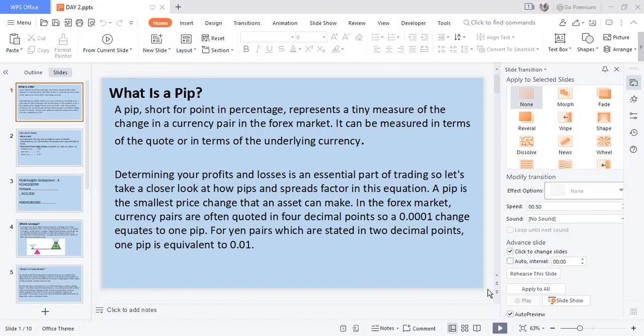Let's start. What do we have for today? Today I'll be looking into pips, lots, leverage, brokers, platforms and charting softwares. I'll talk about types of traders, and we'll say bye-bye for today.